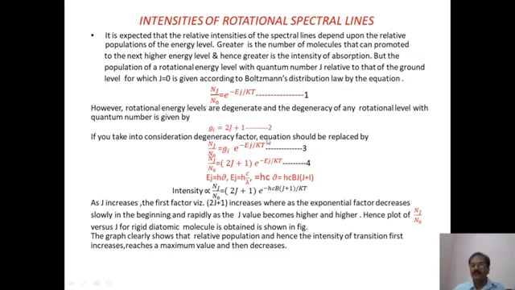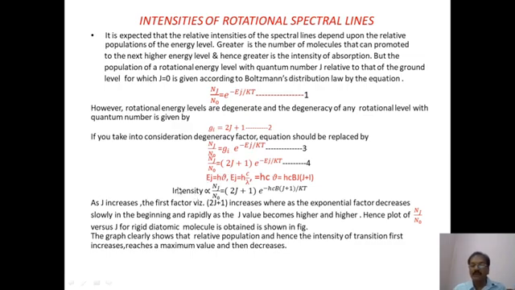If you take into consideration the degeneracy factor, the equation should be replaced by gi nj upon n0 is equal to gi e raised to minus ej upon kT, and here we replace gi by 2j plus 1. So nj upon n0 is equal to 2j plus 1 times the exponential of minus ej upon kT. From the previous equation, we can substitute ej as h squared upon 8 pi squared I C times j into j plus 1. Now substitute the value of this E in this case, and we can have the further simplification.